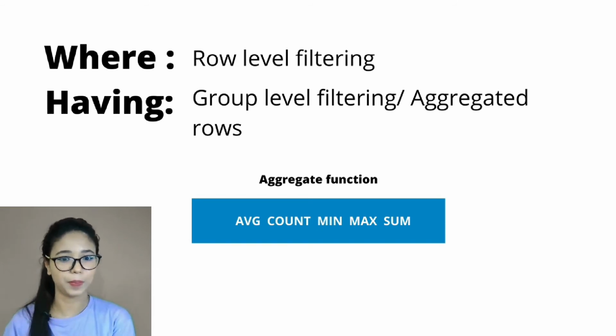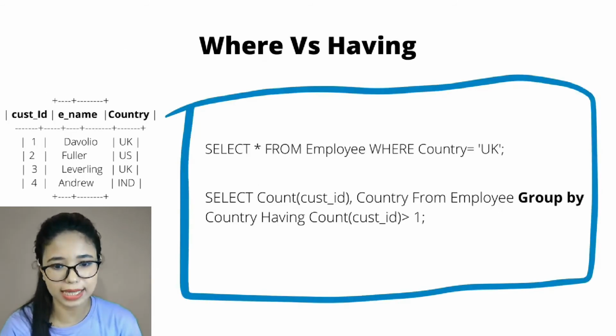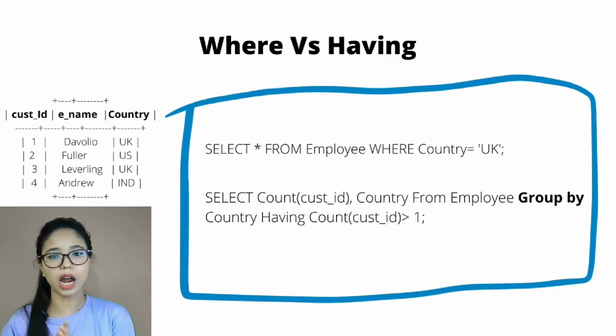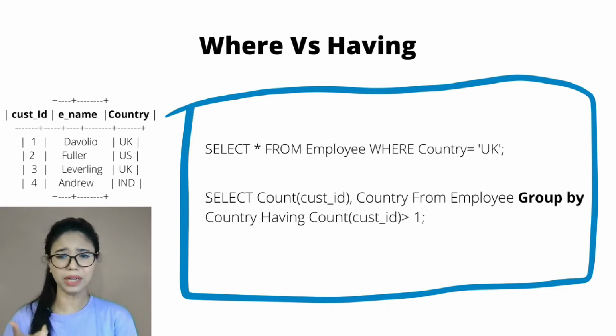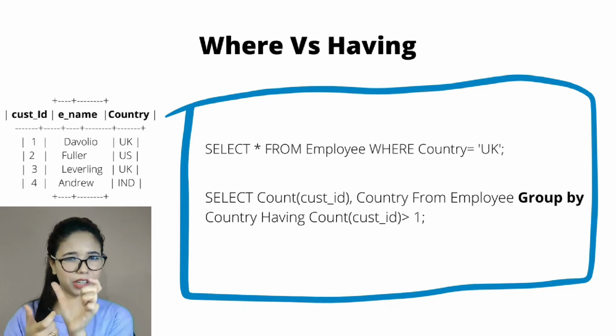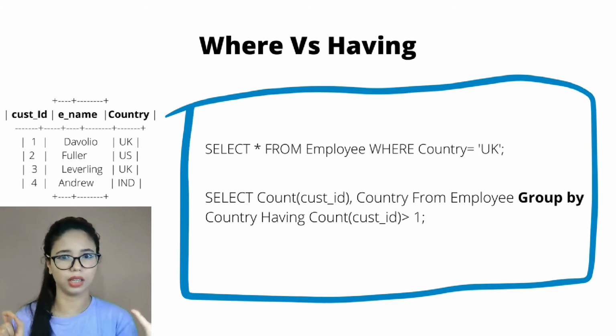Make a note of it. Now let's move to the next slide, and you can see here, select star from employee where country is equal to UK. Simple country, there is no aggregated function with the country, simple country. That's why we are using where clause over here.